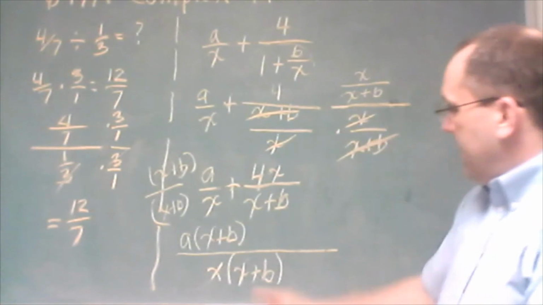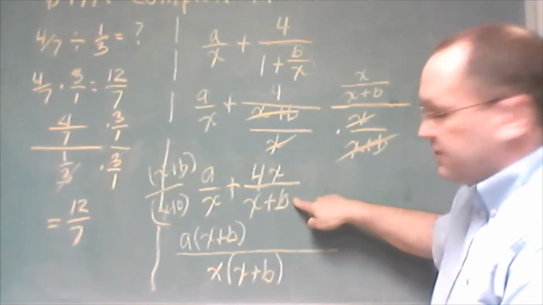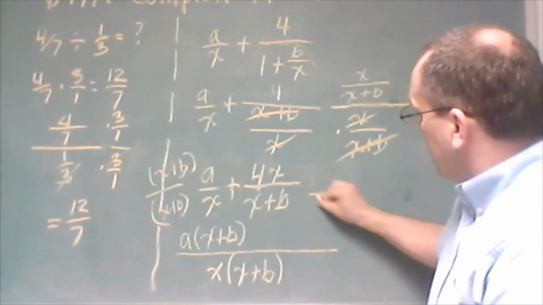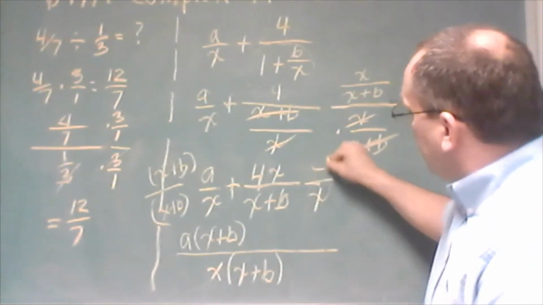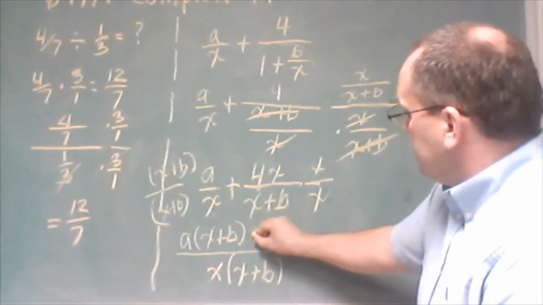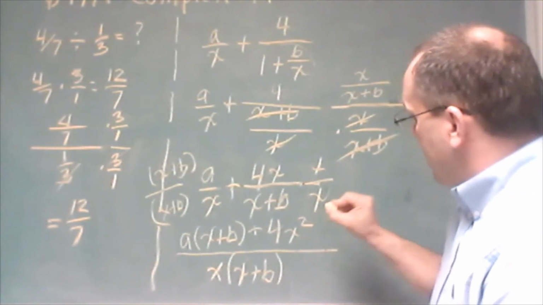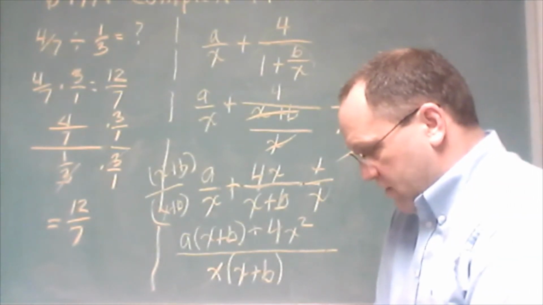Okay? And then what is this fraction missing in the denominator? Well, it's missing an x. So we're going to multiply by an x, top and bottom. Okay? This term up here becomes 4x squared. Okay? 4x squared.